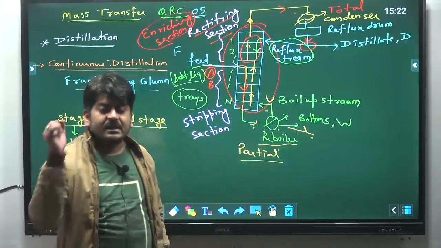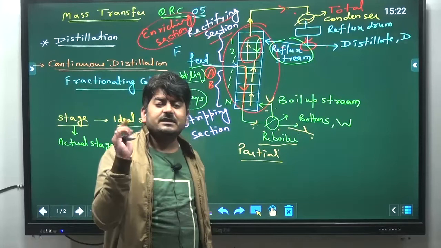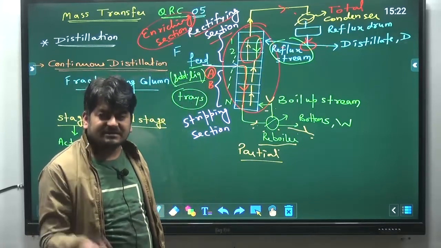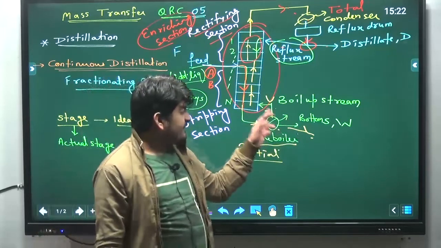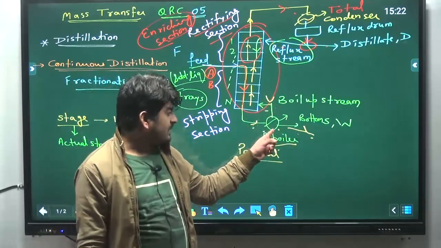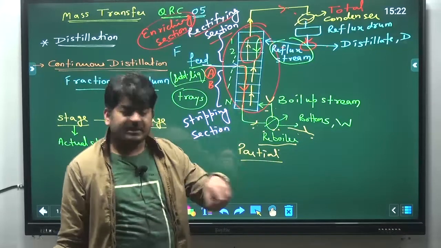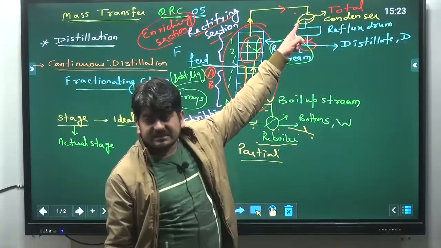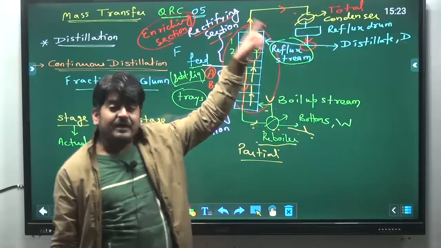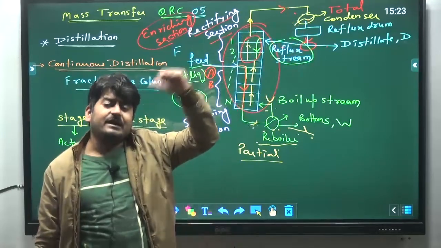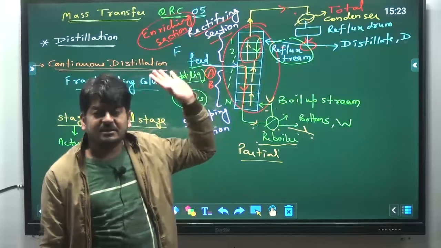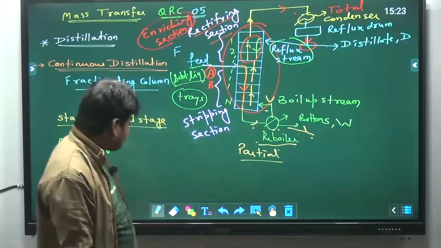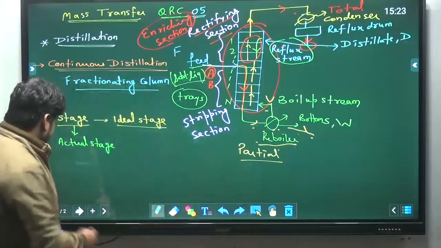So remember this, a partial condenser and a partial reboiler may also act as an ideal stage. If the liquid and vapors leaving the reboiler are in equilibrium, this partial reboiler is also one stage. And if this is the partial condenser and vapors and liquid both are leaving and are in equilibrium, then the partial condenser will also be one stage. Okay, I hope you can understand this.